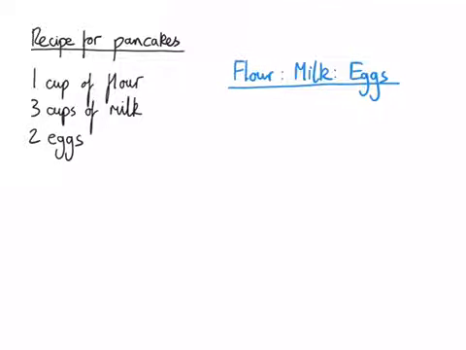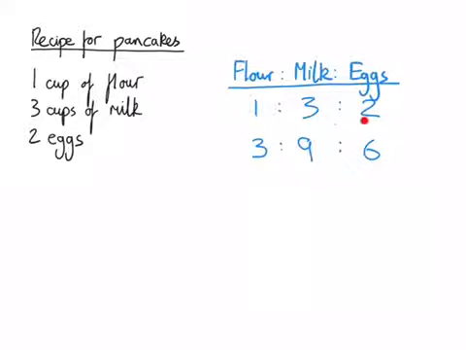So not just if we're dealing with this basic amount of 1 cup of flour, 3 cups of milk and 2 eggs, but if we wanted to increase the recipe. So let's say we wanted to make 3 times the amount of pancakes. We would know that instead of 1 cup of flour, we'd need 3 cups of flour. And because we want to keep the ratio the same, we're going to need to do the same to all the items in the recipe. So we're going to need 3 times 3, 9 cups of milk, and we're going to need 3 times 2, 6 eggs.